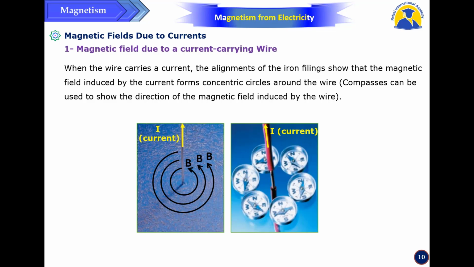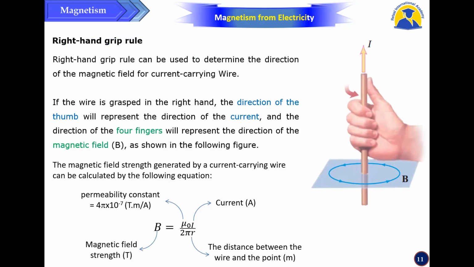Now we will use the right hand grip rule to find the direction of the magnetic fields. The right hand grip rule can be used to determine the direction of the magnetic field for a current carrying wire. If the wire is grasped in the right hand, the direction of the thumb will represent the direction of the current, and the direction of the four fingers will represent the direction of the magnetic field, as shown in the following figure. The magnetic field strength generated by a current carrying wire can be calculated by the following formula.